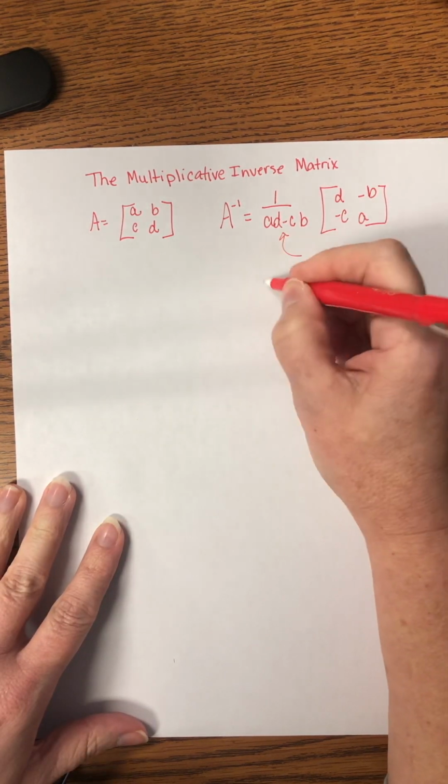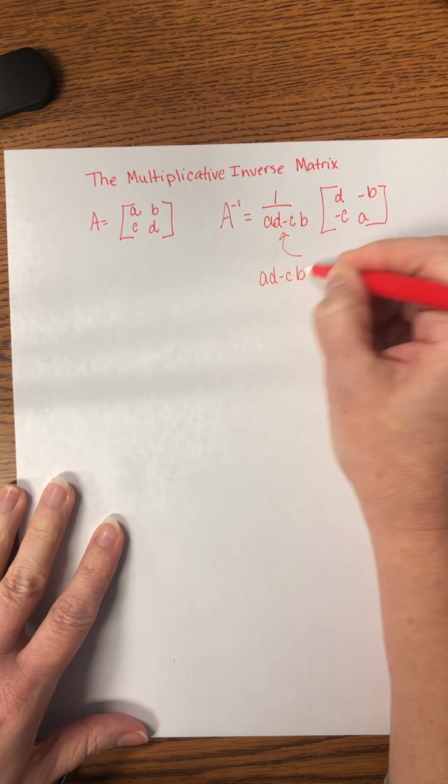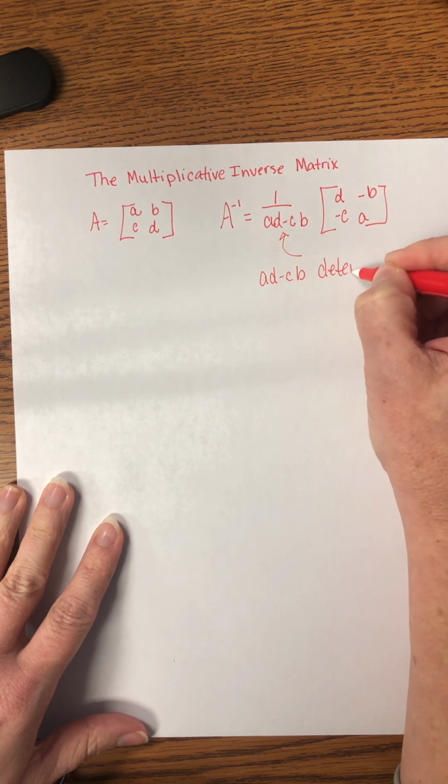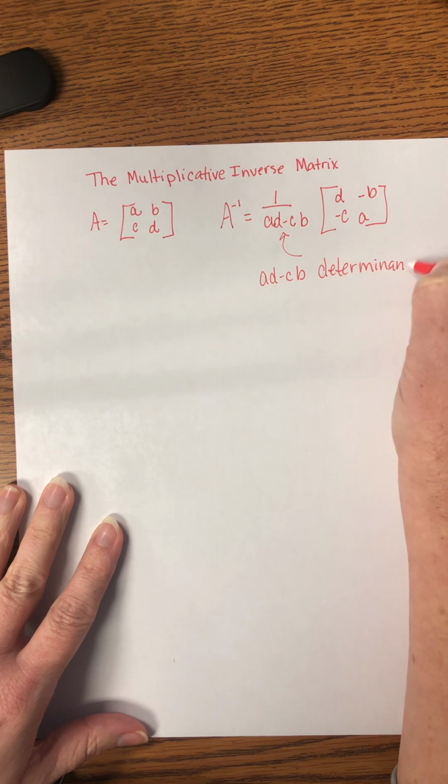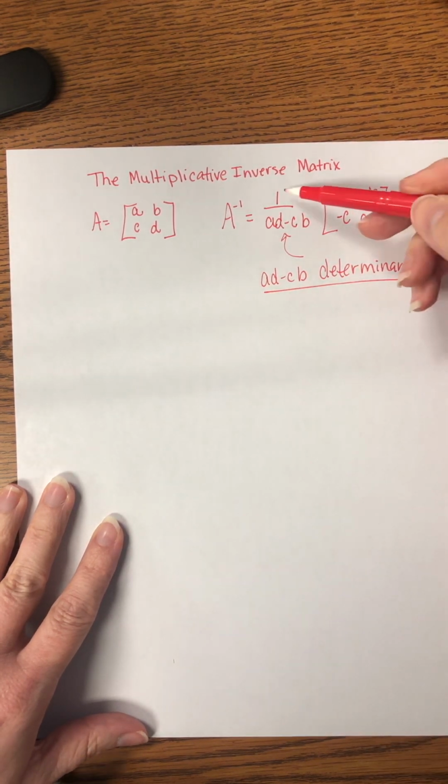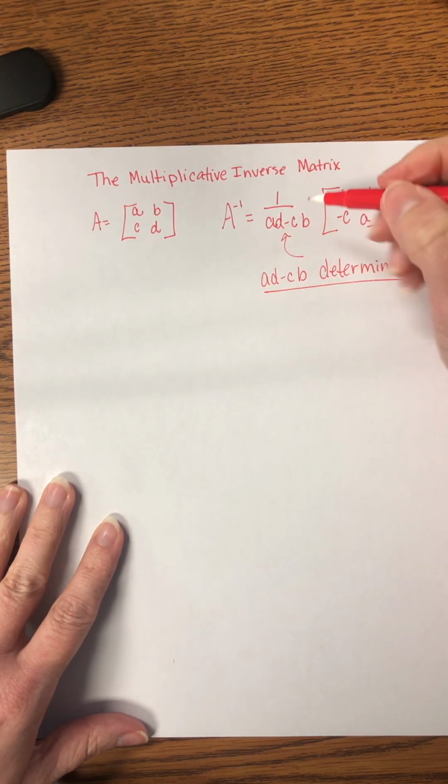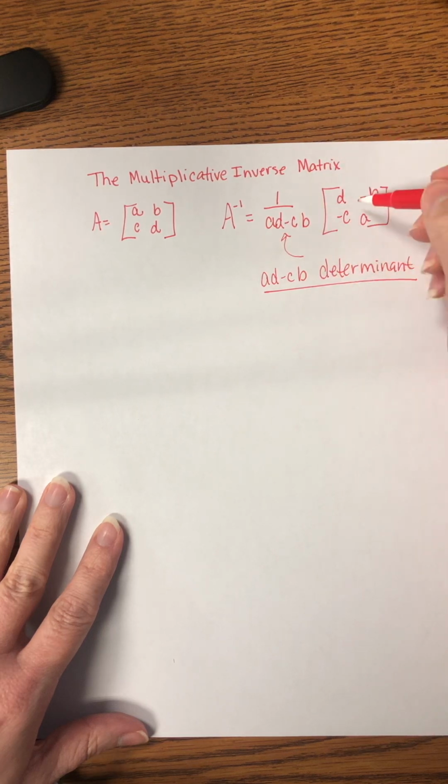Now this right here, AD minus CB, is called the determinant. Okay, so you take it and put it under 1, and once you do that, you use this as a scalar and multiply it to your matrix, every single entry.